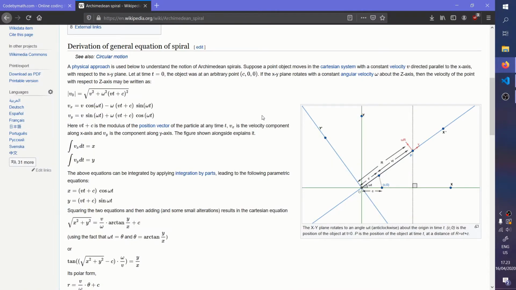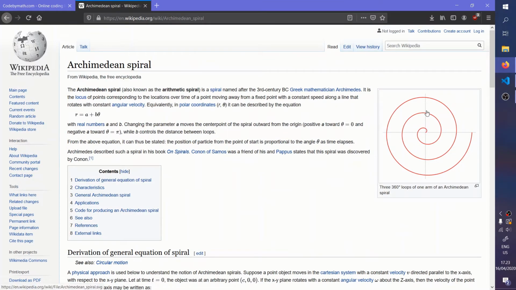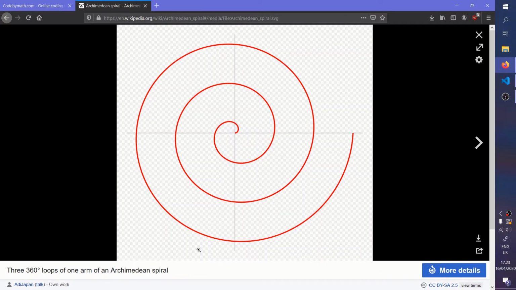This is the Archimedean spiral, as you can see here. It's a nice picture on Wikipedia, and this spiral is what will happen if you draw a straight line on a piece of paper and then you spun the paper around, and you'll get this spiral. That's what the Archimedean spiral is.